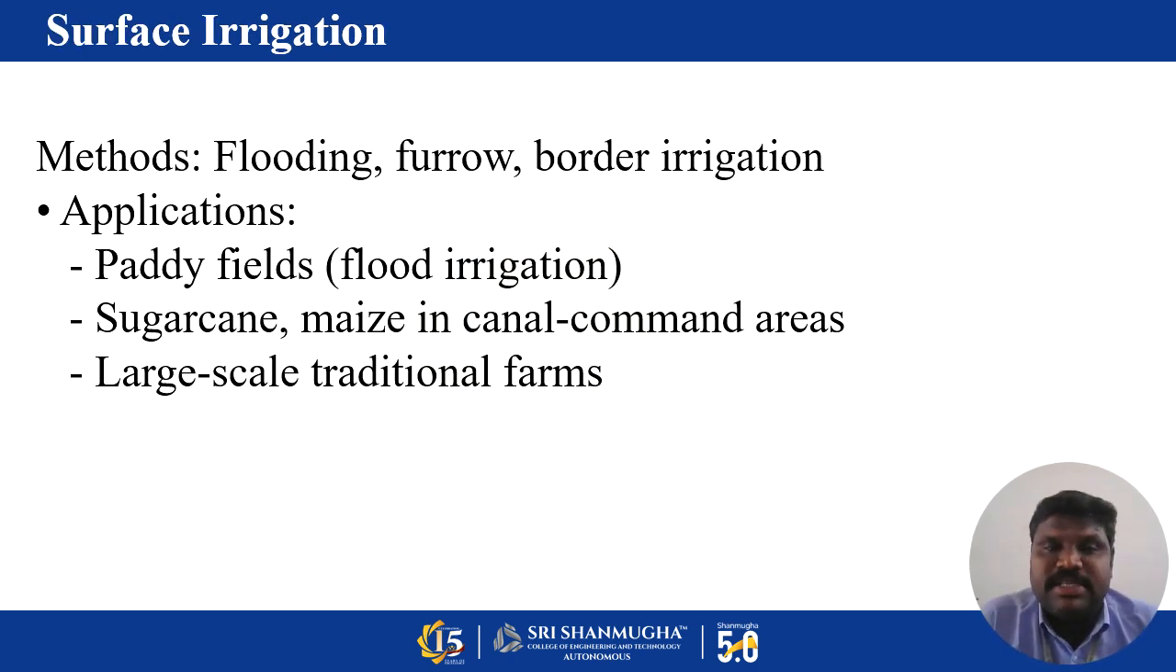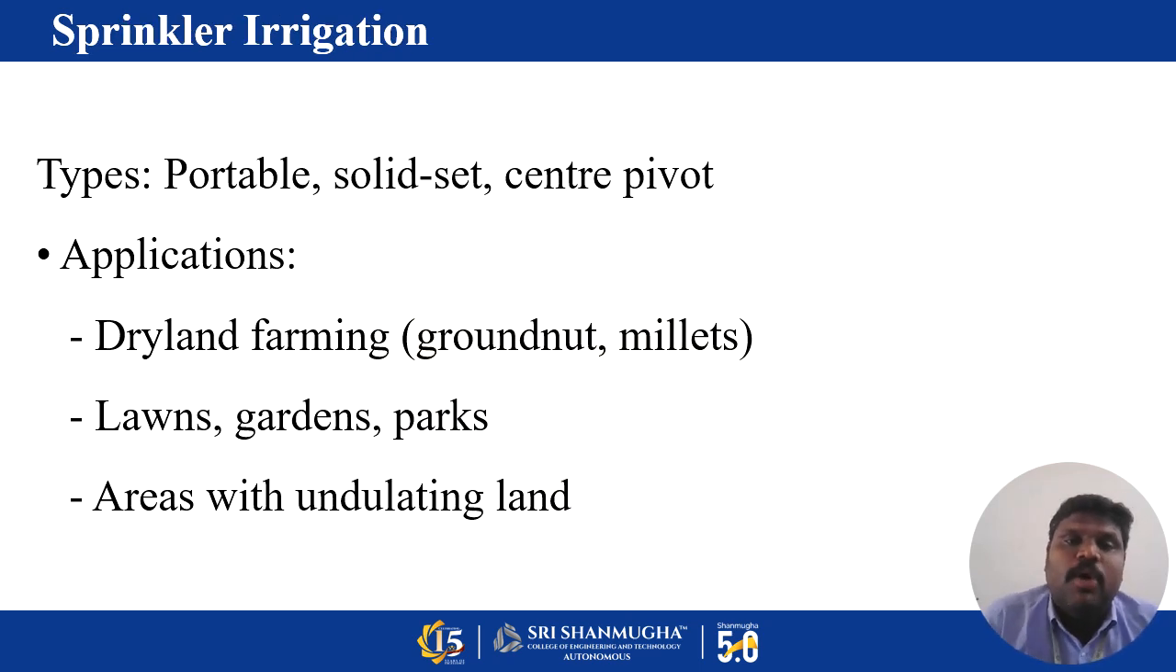Let me go with surface irrigation. There are different methods of surface irrigation: one is flooding, furrow, and border irrigation. The main applications of surface irrigation are paddy fields, that means flood irrigation, sugarcane, maize, in canal command areas, large scale traditional farms. And move on to sprinkler.